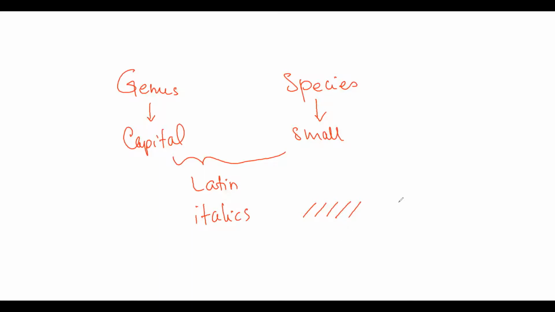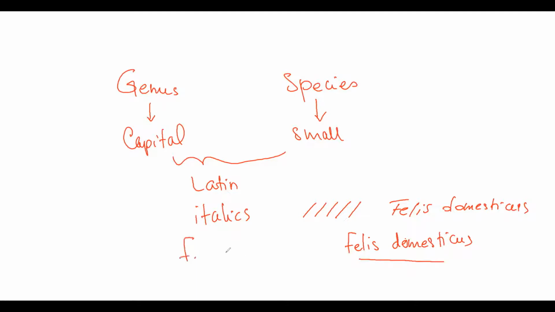For example, if I want to classify the cat, Felis domesticus. Sometimes we do not write it in italics. We write it in normal letters like this, Felis domesticus, but we have to underline it. Also, we can write the initial of the genus, and the species has to be written completely.